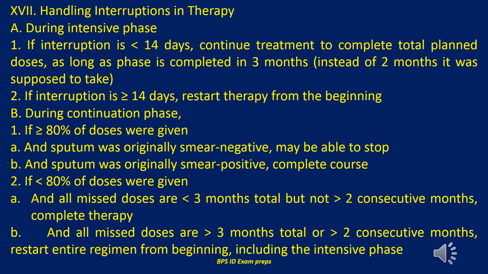B. During continuation phase. 1. If equal to or more than 80% of doses were given A, and sputum was originally smear negative, we may be able to stop treatment. B, and sputum was originally smear positive, complete course. 2. If less than 80% of doses were given A, and all missed doses are less than 3 months total but not greater than 2 consecutive months, complete therapy. B. And all missed doses are greater than 3 months total or greater than 2 consecutive months. Restart entire regimen from beginning, including the intensive phase.